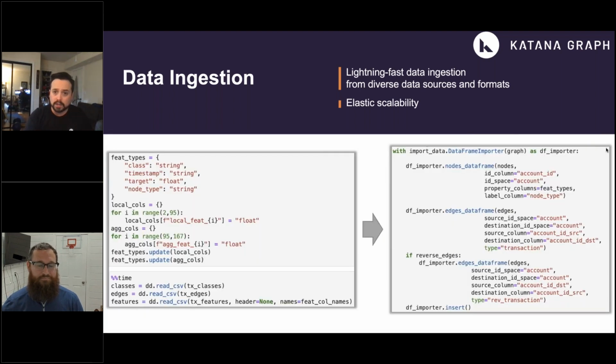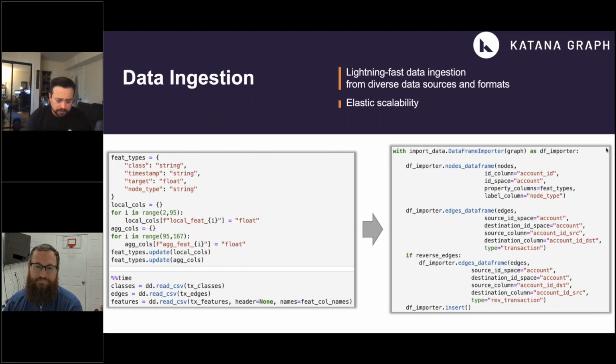Here is what the code looks like. It's actually pretty simple to use. On the right-hand side, you can see what our data frame importer looks like. We're identifying the columns, we're identifying the space, we're identifying the properties associated, the nodes, the edges, and any reverse edges that we might have, which are extremely important when we're talking about certain types of algorithms. So we've seen that we have speed to ingest, speed to run, but also speed to code. And if anybody's ever written a MapReduce job, you know that coding is sometimes the hardest point of your day, and it's extremely frustrating. But we have templates to help people get to this data frame importer step and get data into Katana faster.